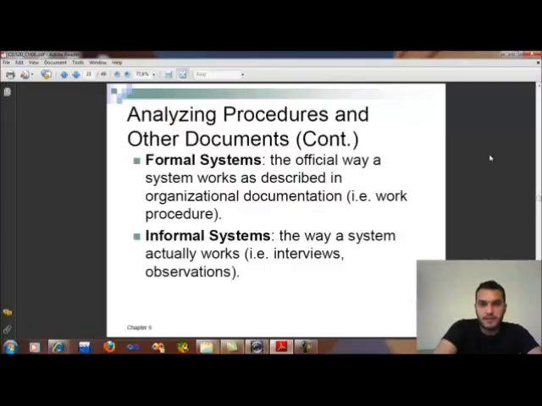What is the formal system? The formal system is the official way a system works as described in organization documentation, for example, work procedures. And what is the informal system? The informal system is the way a system actually works, for example, as found through interviews and observations.